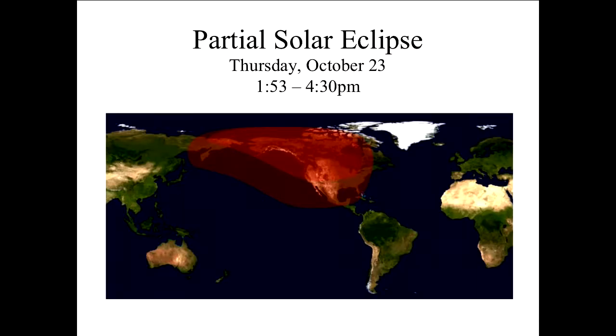I have already purchased eclipse glasses for our class. So I'll tell you when we get closer where I'll be so you can get the eclipse glasses from me. I'll be probably out on the mining circle, grassy area right outside Pimentel. So we're going to have a partial solar eclipse in 5 or 6 weeks.